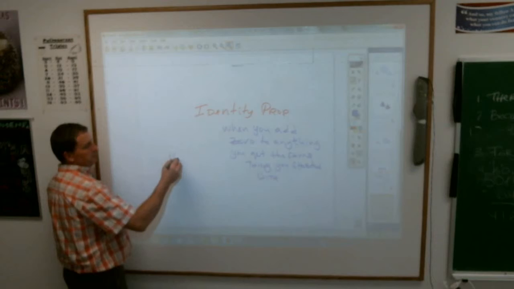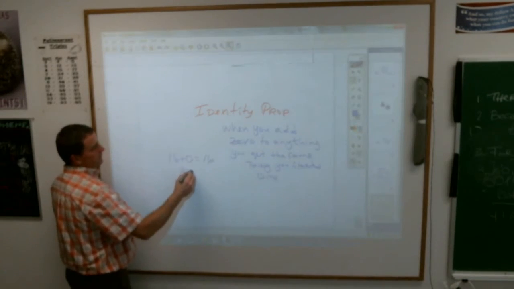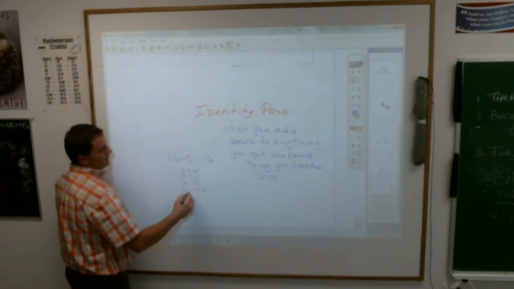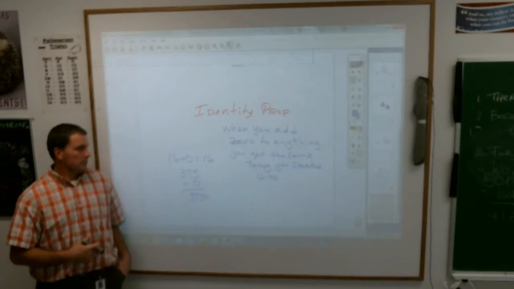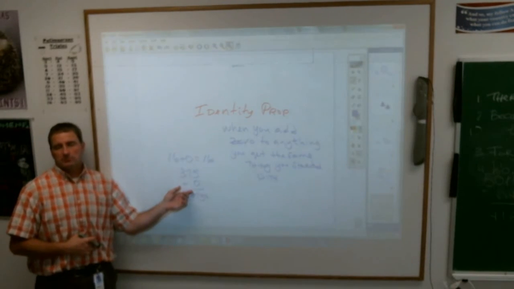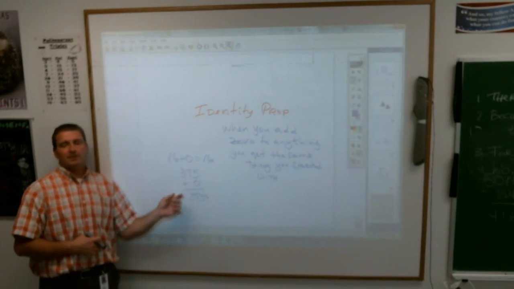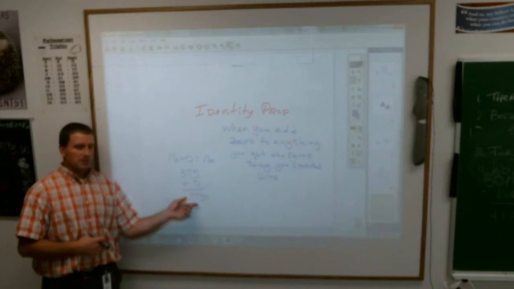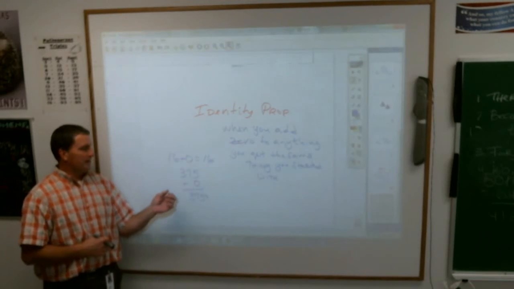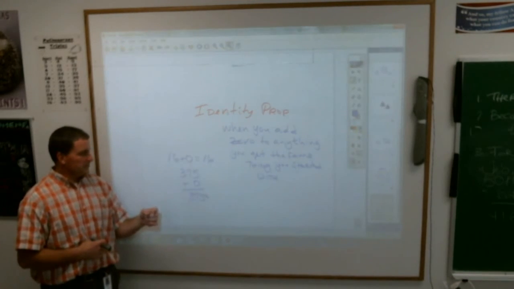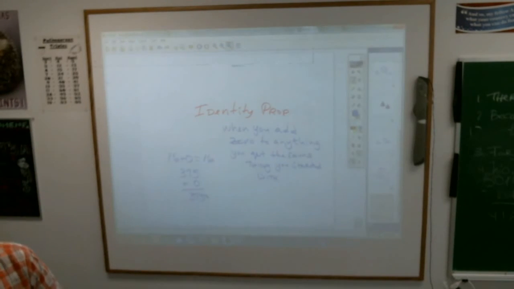For example, 16 plus 0 happens to be 16. 375 plus 0, 375. That's not true with multiplication. 375 times 0 is not 375. It's 0. It's not true with division. 375 divided by 0 is not 375, and it's not 0 either. 375 minus 0, it would be true, but I guess we don't necessarily call it that property there. Just make sure you know that.